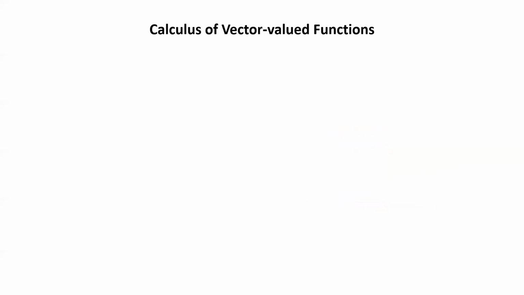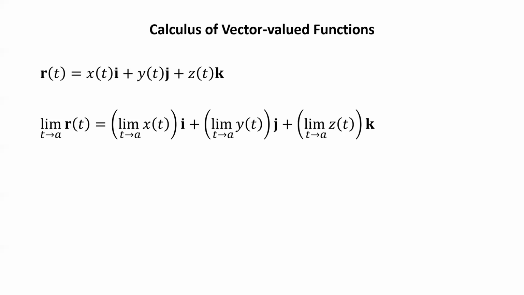Let's move on to the calculus of vector-valued functions. Starting with the vector-valued function r of t equals x of t i plus y of t j plus z of t k, we define the limit as t goes to a of r of t component-wise. So we take the limit as t goes to a of x of t times i, plus the limit as t goes to a of y of t times j, plus the limit as t goes to a of z of t times k.